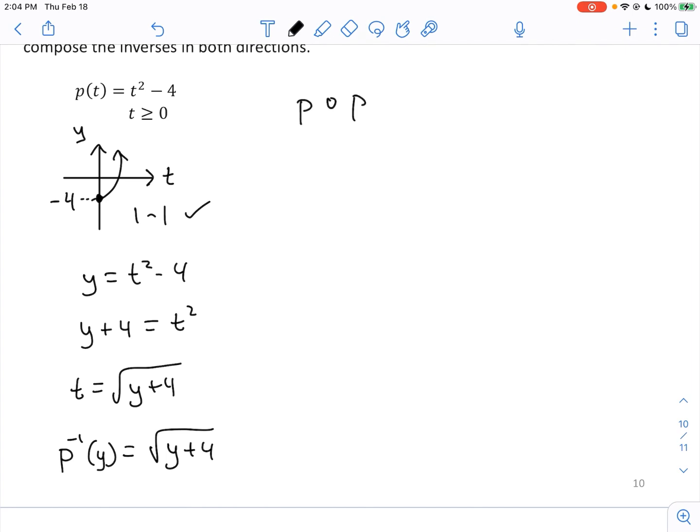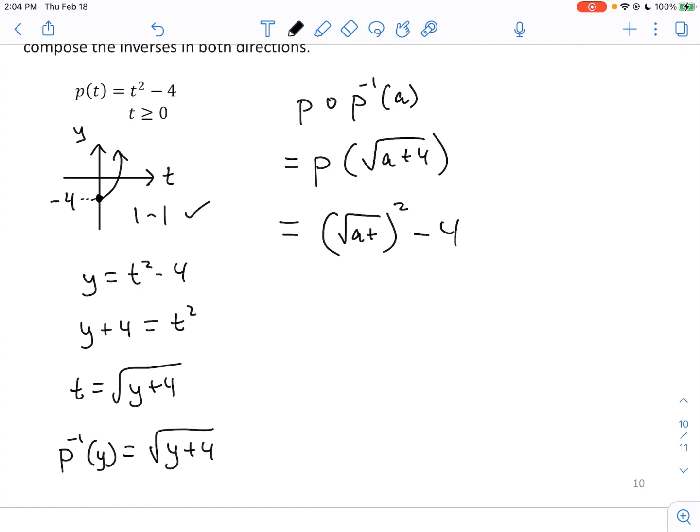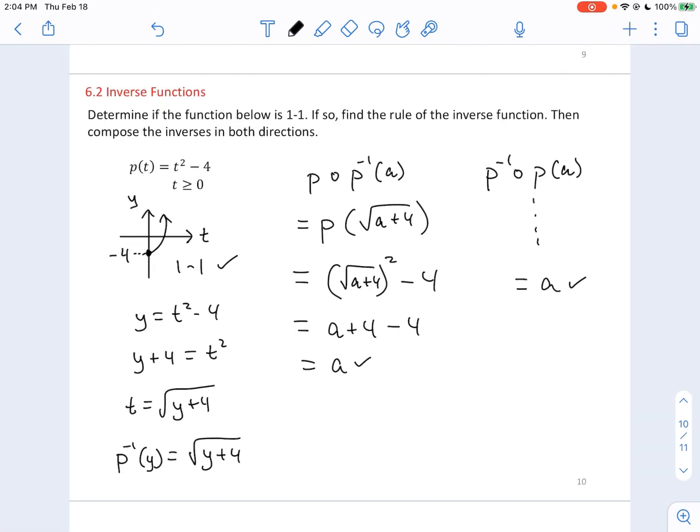Let's do p of p inverse of a. So first do p inverse of a, so plug a into p inverse, and we get square root of a plus 4, and then plug square root of a plus 4 into this p function in for that t. So the input is going to be squared minus 4, and the input is radical a plus 4. So when you square the radical, they cancel, you get a plus 4, and then minus the 4, we get the a. And then again, you should verify that if you do the composition in this direction, that you also just get a. Okay, and that wraps up our discussion on inverse functions, how to find them, and what they mean, what they accomplish.